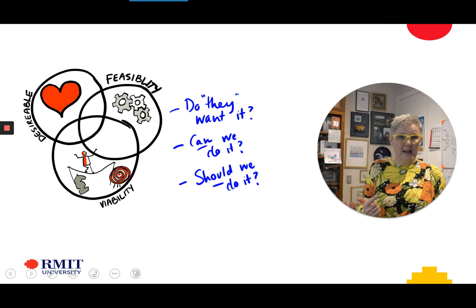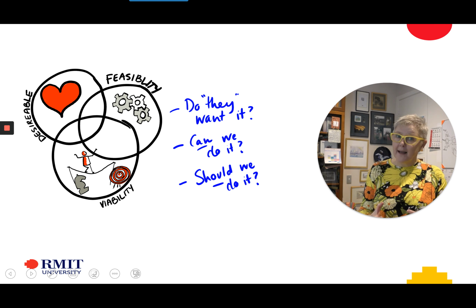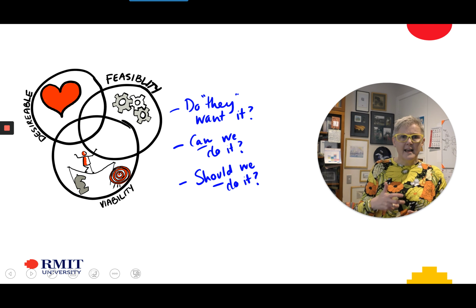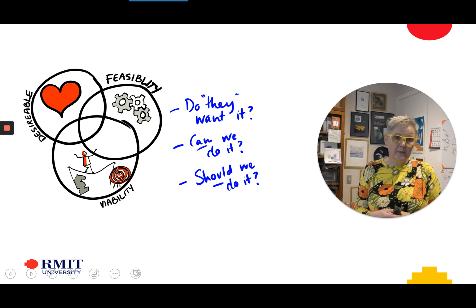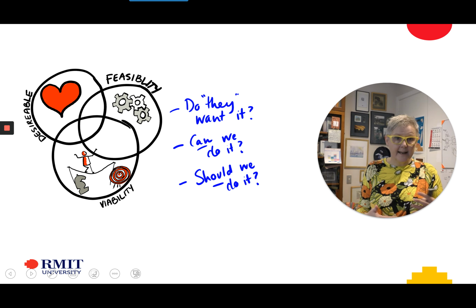Secondly, is it feasible? Can we actually do it? Can we make this technology work? Can we get people to do the things and make the behaviour changes that we need them to make? And then lastly, is it viable? Should we do it? And that tends to fall in two categories. Firstly, is it financial? Will it cost us less to do it than the amount of money we'll receive for doing it? But I think the viability question is also about sustainability and ethics.